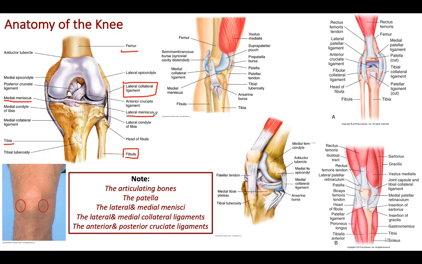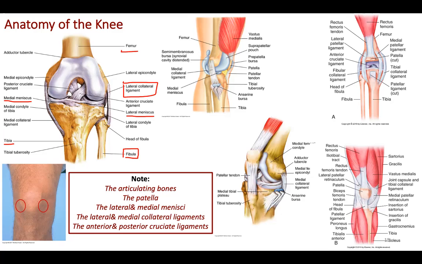Most commonly, is it the medial side or the lateral side that is injured? Most commonly, it is the medial side. Why? The medial side is very firmly attached to the bone, so there is no leeway for it. But the lateral meniscus is loosely attached to the bone, so even with rotational movement, it can have a leeway and escape getting injured or torn. We have the collateral ligaments, lateral collateral and medial collateral, not very important.